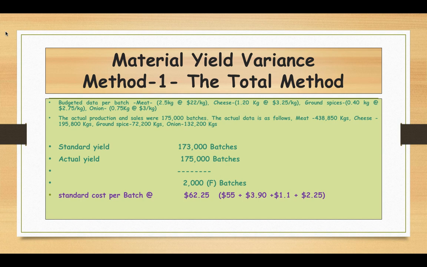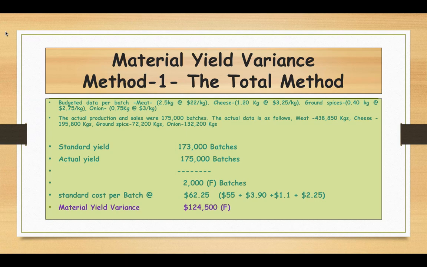So here, we need to calculate the standard cost per batch. So if you see the meat, which is 2.5 kilograms times 22, which is $55, plus the cheese, which is 1.2 kilograms times 3.25, which is $3.9. Same way, the ground spice is 0.4 kilograms times $2.75 per kilogram, so we will get $1.1. And finally, the onions, which is 0.75 kilograms times the $3 per kilogram, we will get $2.25. So we are going to add all those together and we will get $62.25. That is going to be our standard cost per batch.